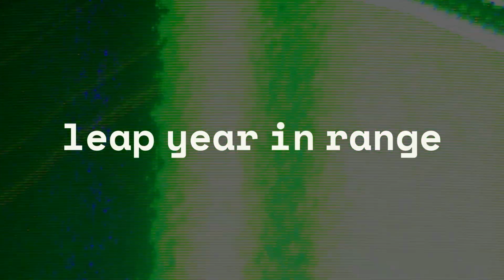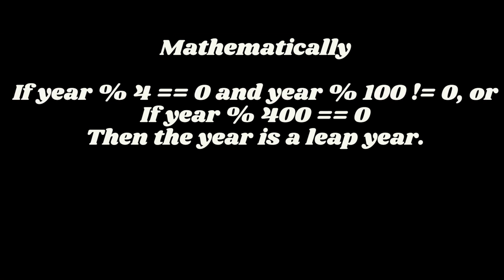Question number 1. Firstly, we have to understand what a leap year is. Mathematically, a leap year is a year that is evenly divisible by 4, except for years that are divisible by 100 but not by 400. Then the year is a leap year.